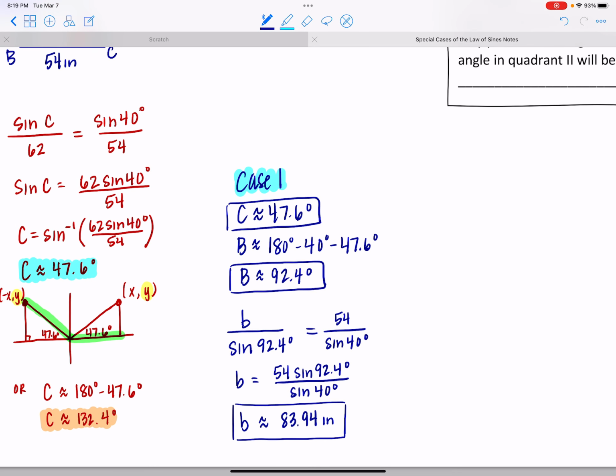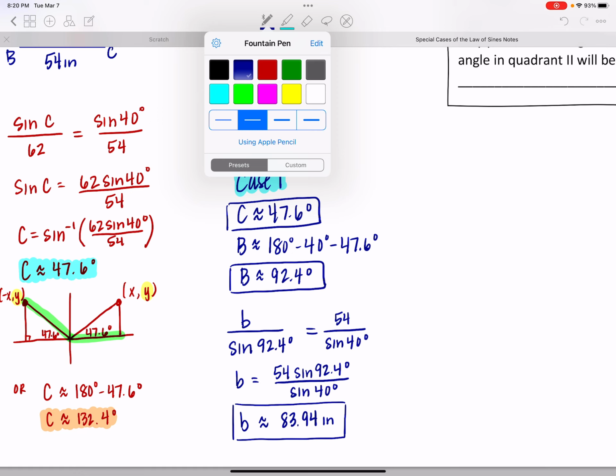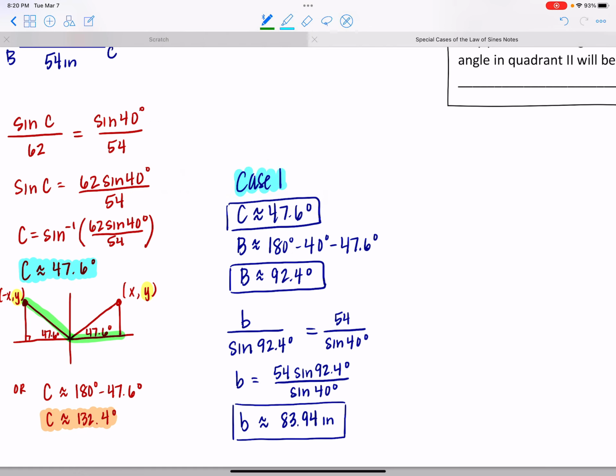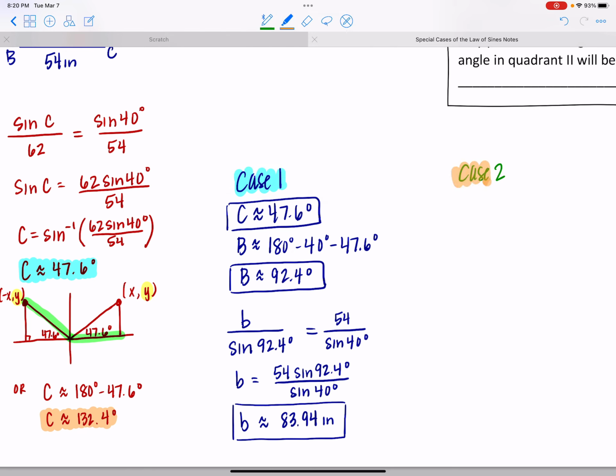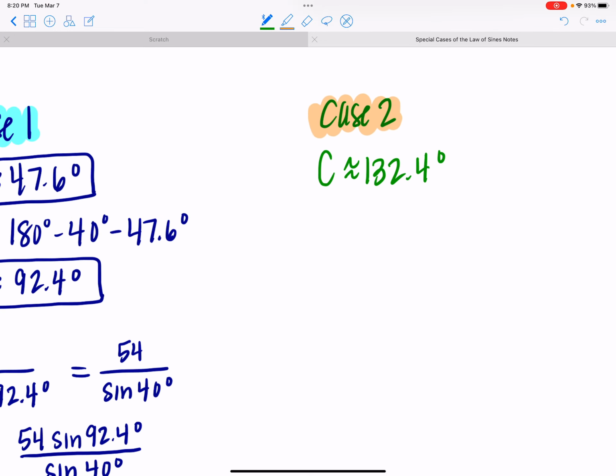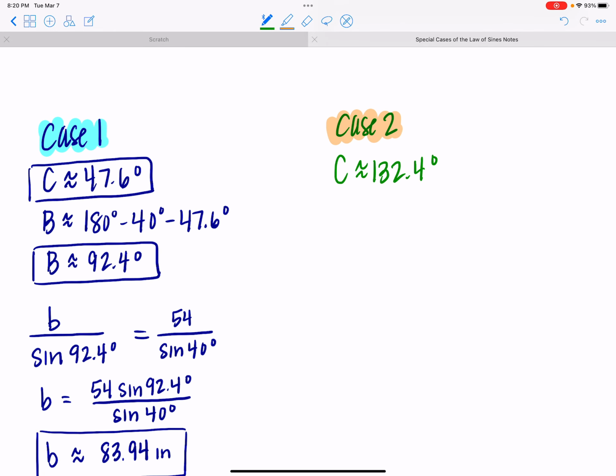Now we are going to find case 2. And let me use, how about green? So for case 2, again, that's using C at 132.4. So again, case 2, C is going to be approximately 132.4 degrees. And so B is the leftover. Again, B, the last angle in our triangle, would be 180 minus the 40 minus the 132.4.